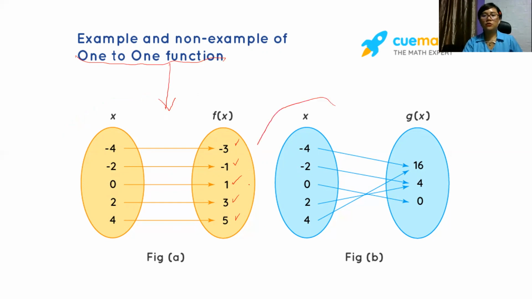Ito siya. But if we're going to check here the second figure or the diagram here, we will check if -4 paired with 16. But if you're going to check, there is another domain na na-pair kay range na si 16. Therefore, it's not already a one-to-one function since the range 16 has two domains. But if you will ask the question if it is a function, therefore it's a function, but not a one-to-one function. Okay? Since the range 16 has two domains and the range 4 has also two domains. Okay? So, therefore, this is not a one-to-one function anymore.